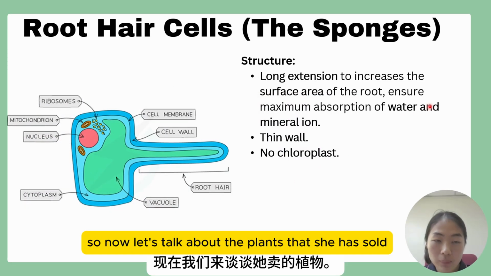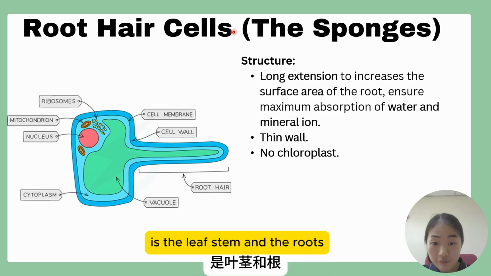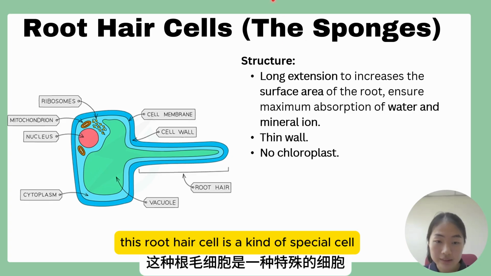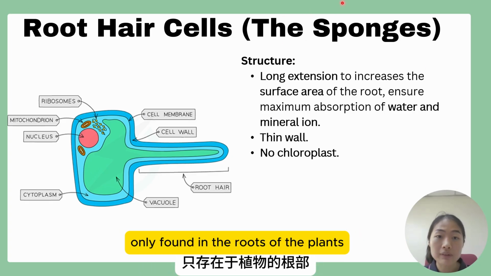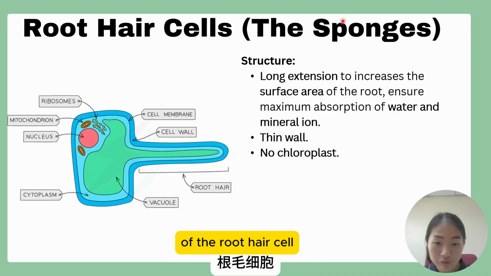So now let's talk about the plant specialized cell, which is the root hair cell. The plant is divided into three parts, which are the leaf, stem, and roots. This root hair cell is a special cell only found in the roots of the plants located deep in the soil. So let's have a look at the structure of the root hair cell.